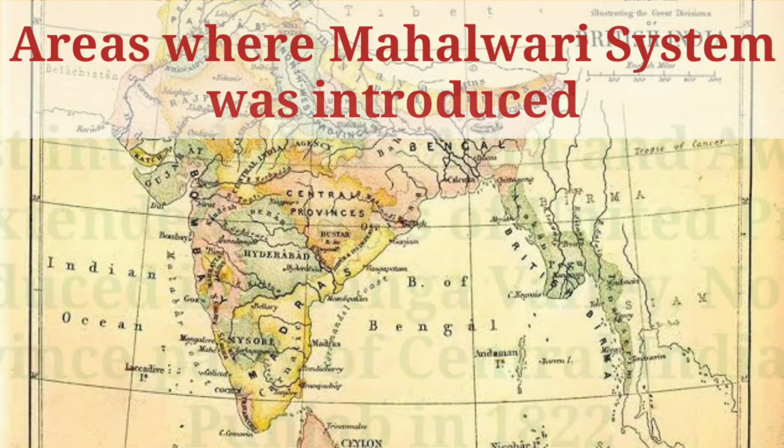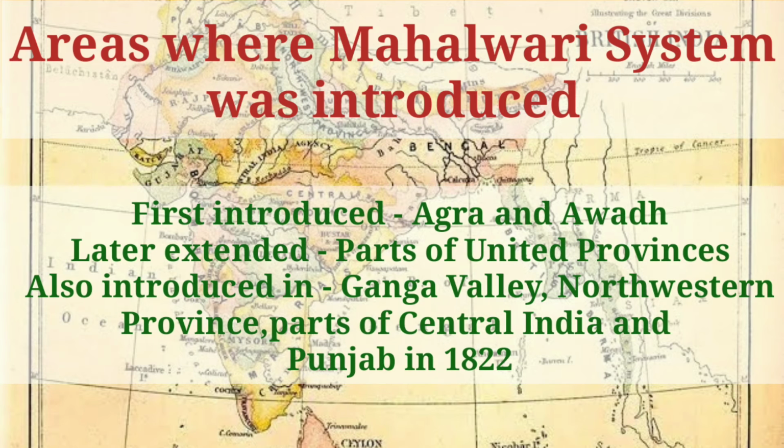Now, let's see the areas where the Mahalwari system was introduced. Children, this system was first adopted in Agra and Awadh and later extended to other parts of the United Provinces. Children, this system was also introduced in the Ganga Valley, the Northwestern Province, parts of Central India and Punjab in the year 1822. Is it clear, children?